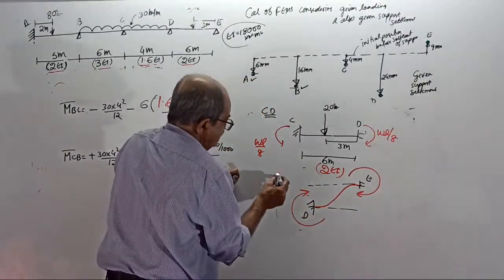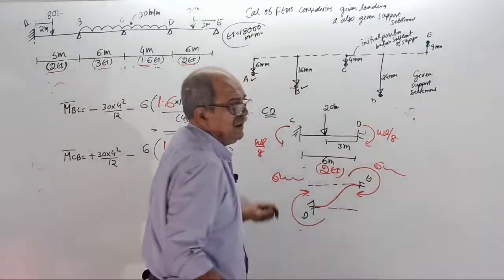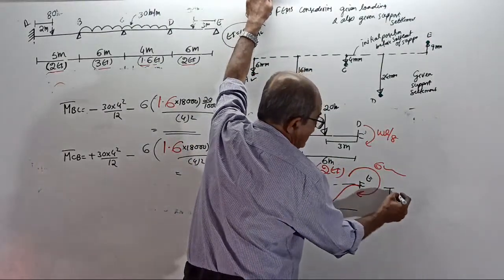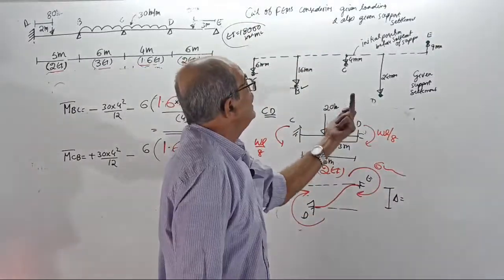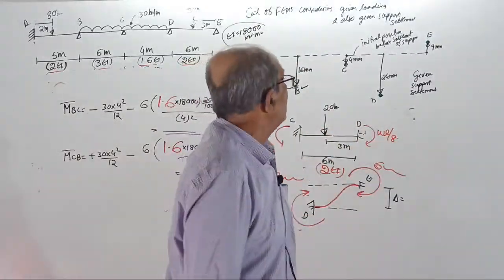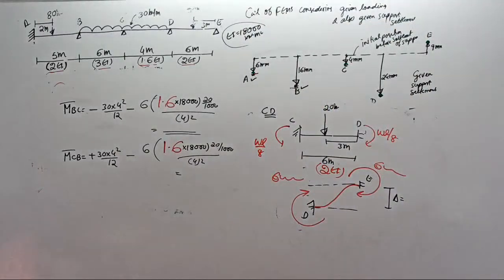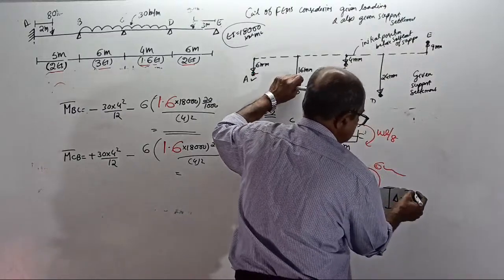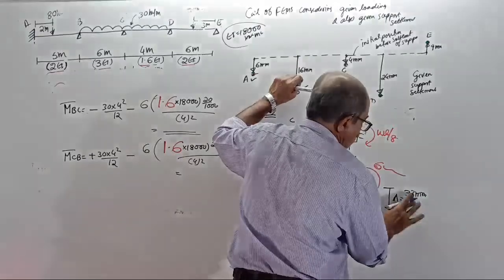Same formula, 6 EI delta by L square. Somewhere outside, note delta. This goes down by 24, that goes up by 9. Delta is 33 millimeter, or 33 by 1000 meter.